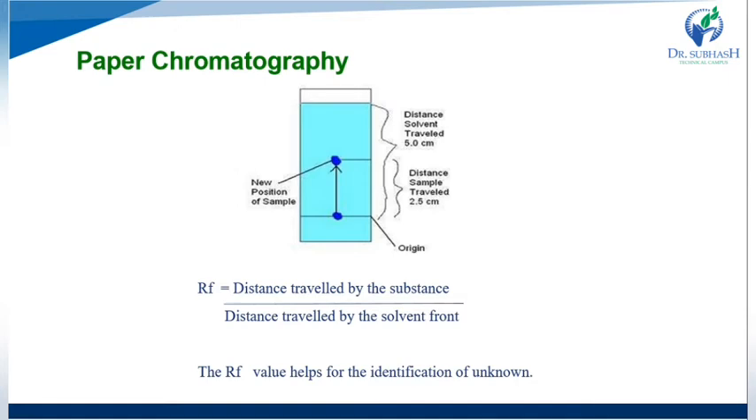Both are considered for the identification of the Rf value. So the equation of the Rf value is the distance traveled by the substance divided by the distance traveled by the solvent. So this gives the original Rf value for the identification of an unknown sample. This is the equation: the distance traveled by the substance divided by the distance traveled by the solvent.